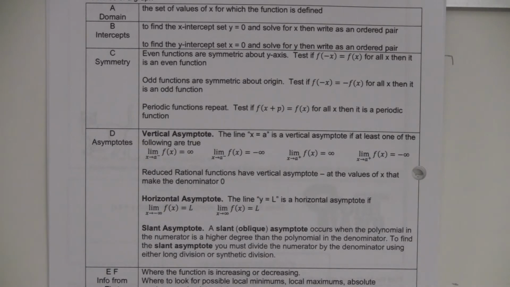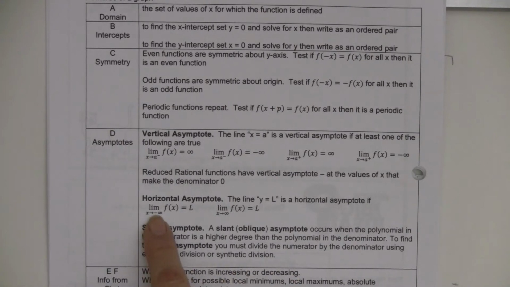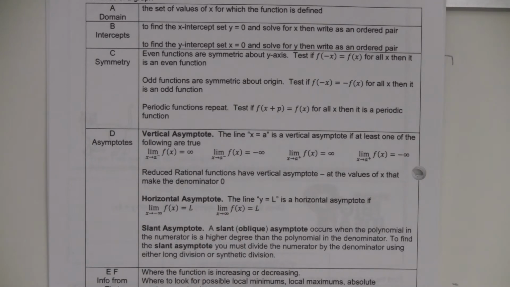For polynomials, it might be different. But on rational expressions, so I guess that's what I should say, and you wouldn't have a horizontal asymptote on a polynomial. Anyway, on rational functions, it would be the same. If you had a square root in it, though, or absolute value in it, then we talked about looking at negative infinity and positive infinity, you have to look at both.